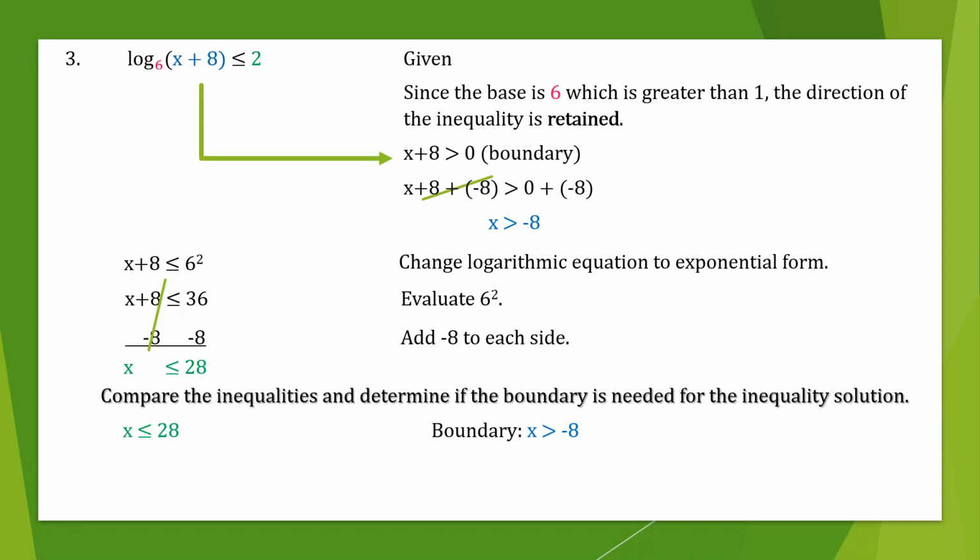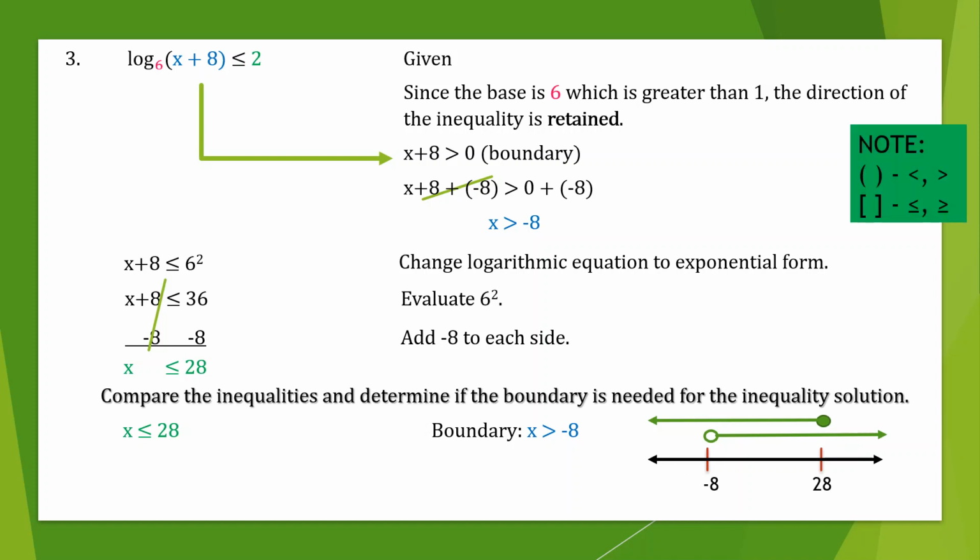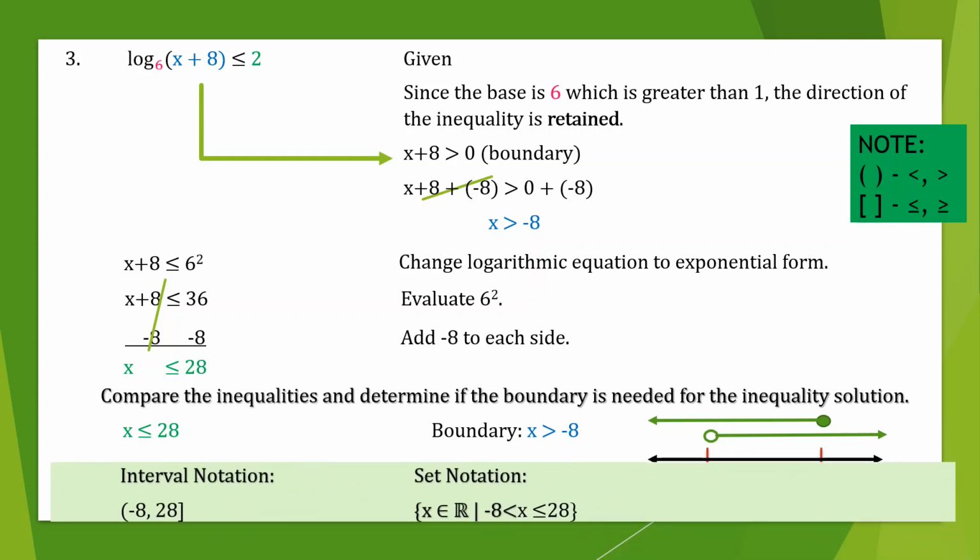Again, if you want to use an illustration to picture the solution set, take note that negative 8 is not included, so we will use a hollow circle, while positive 28 is included in the solution set, so we will use a shaded circle. Take note also that we use parentheses for less than or greater than symbols and brackets for less than or equal to or greater than or equal to. Therefore, the solution set is from negative 8 to positive 28.